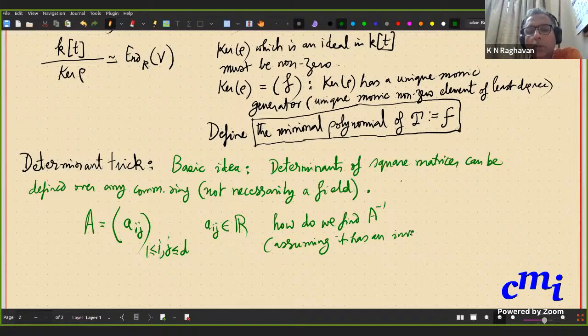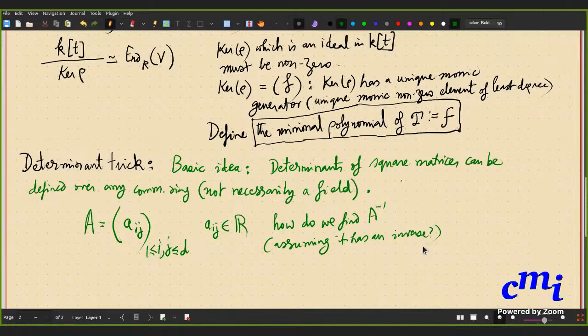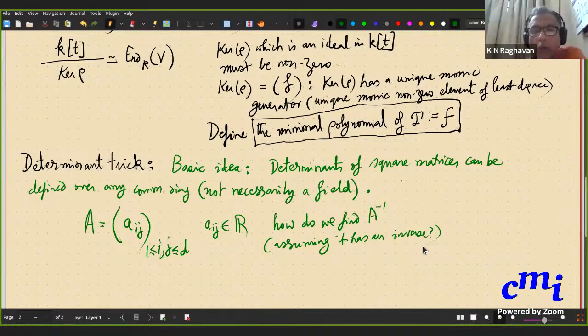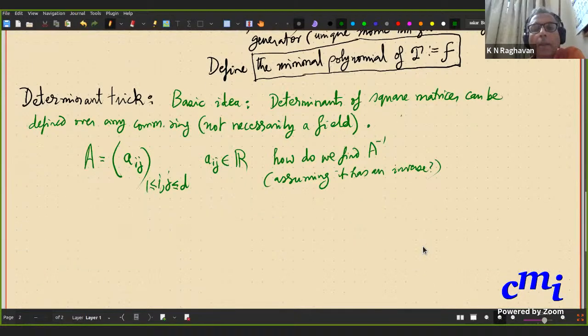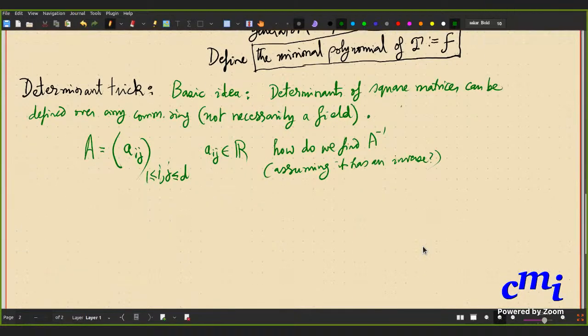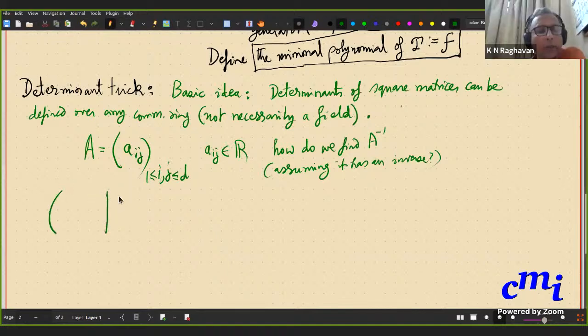Anyone? Any method? By Gauss-Jordan. What is that? What is Gauss-Jordan? The matrix A adjoined with the identity matrix, and then you apply elementary row operations to reduce. Very good. Okay, I understand what you mean by Gauss-Jordan.